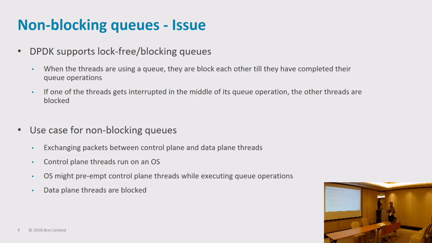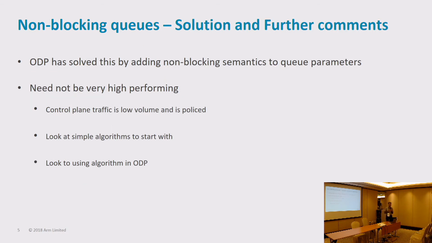That presents the challenge that the control plane thread is running on the OS, and it can get preempted in the middle of a queue operation. That would result in the data plane threads getting blocked. This is the problem the non-blocking queues solve. Today, ODP addresses that by having non-blocking semantics in the queue parameters. So when the queue is created, it takes these non-blocking semantics, and the proper queue is created.